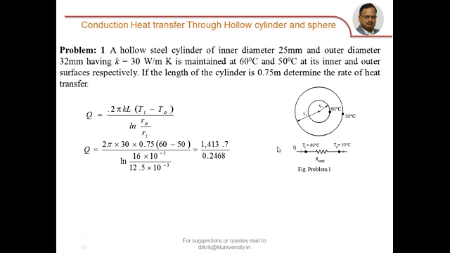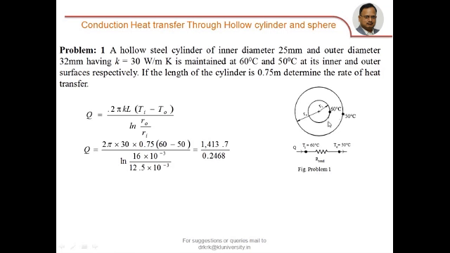Unlike in the first exercise, I am not going to write all the data and I am not going to specify the assumptions here, which are essential, because of paucity of time. I will just give you how to solve these types of problems in a quick way. Imagine a hollow steel cylinder, inner diameter 25 mm, that is radius is 12.5 mm, outer diameter 32 mm, that radius is 16 mm. Thermal conductivity of the cylinder is 30 watts per meter Kelvin, maintained at 60 degrees and 50 degrees, and the length of the cylinder perpendicular to the paper is 0.75 meters. Determine the rate of heat transfer.